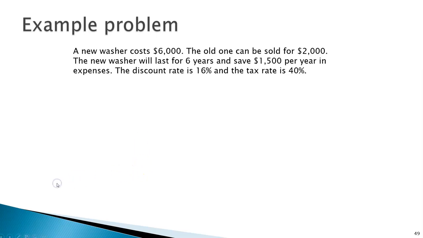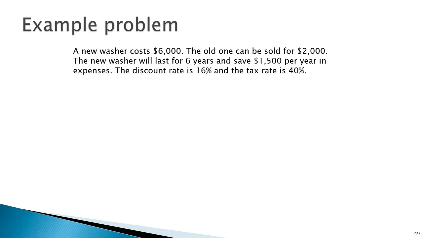Now we have a problem using what we've learned about depreciation, net present value, book values, and operating cash flows. We're just putting it all together here in this example problem. So let's just look at the problem here. So we've got a chance to buy a new washer.